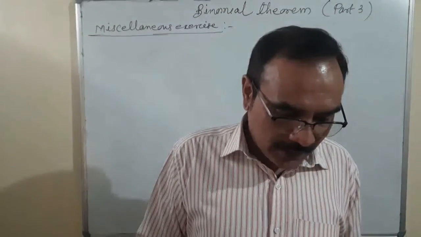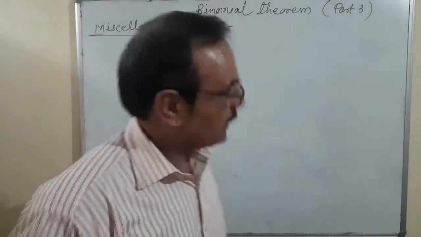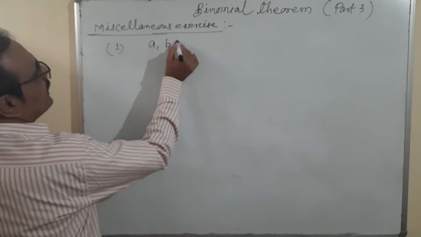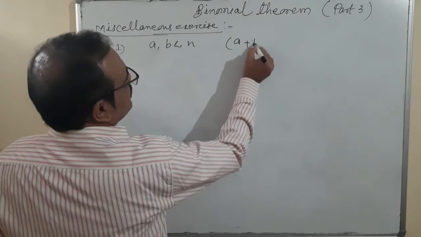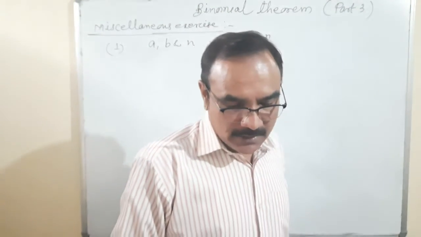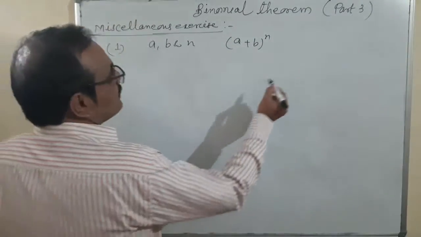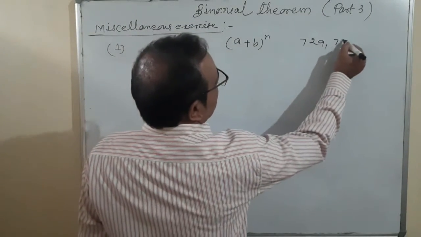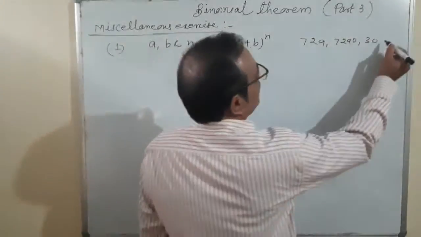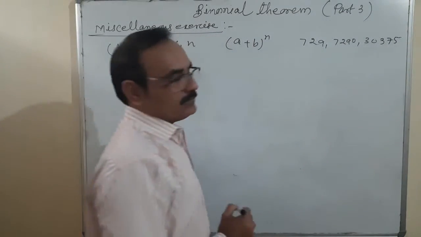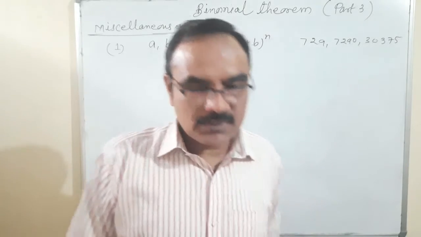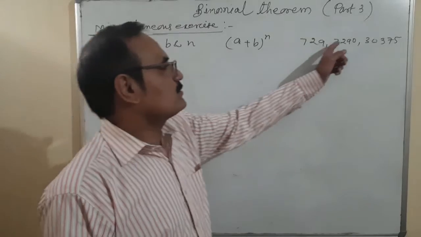Question number 1. Find a, b and n in the expansion of (a plus b) to the power n, if the first three terms in the expansion are 729, 7290 and 30375 respectively. The condition is: find a, b and n if the first three terms are given. First term, second term and third term.